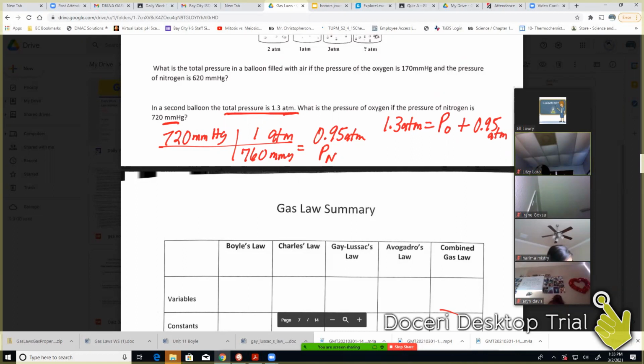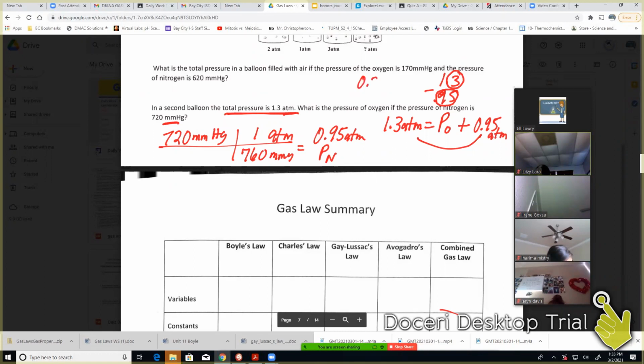So to solve for the pressure of my oxygen, I'm going to bring my 9.5 over, so I have 1.3 minus 9.95, I'm sorry. You have to recognize at this point when you're doing your subtraction, this only has one place behind the decimal. That has two places behind my decimal, and I always go with my least. So my answer can only be one place behind the decimal.